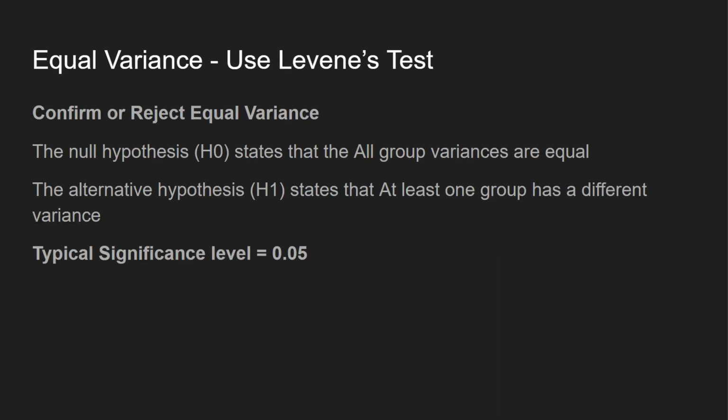To see if you have equal variance or different variance, you want to use Levene's test, and essentially it confirms or rejects the equal variance. The null hypothesis is that all variances are equal. The alternative hypothesis is that at least one is different. Typically, your significance level is 0.05. And this is the video I've already covered on the channel. So if you want to watch Levene's, awesome. This video will not focus on Levene's, so I just want to call that out.